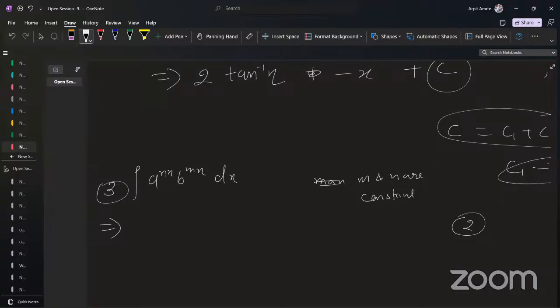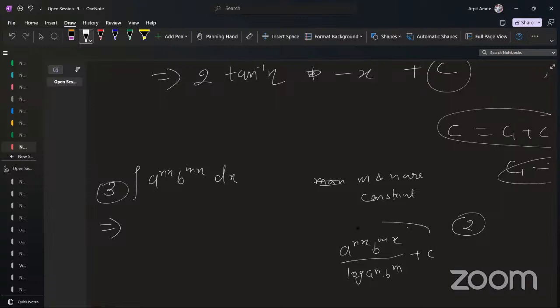Okay, time up. What is the answer? Sir, it is a power nx into b power mx, upon log of a power n into b power m. Let's see what it is.